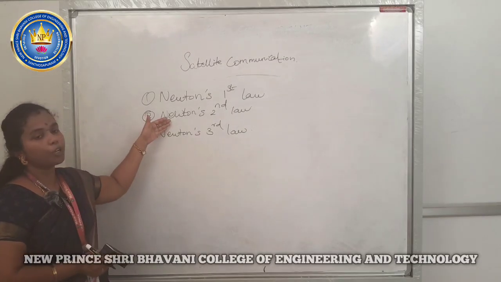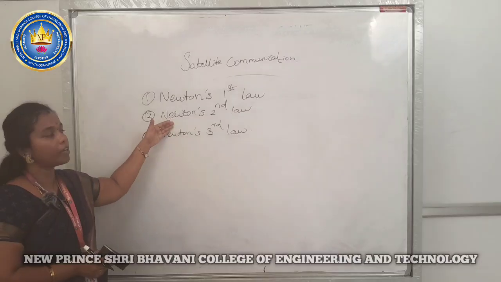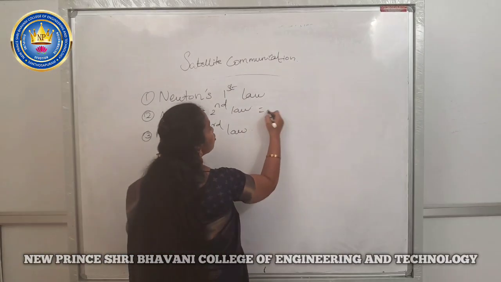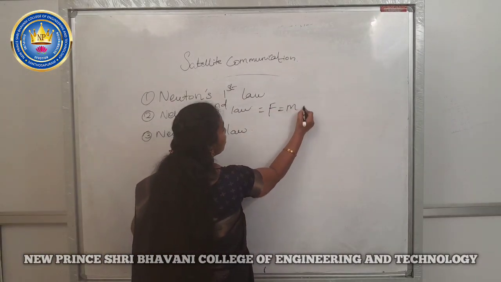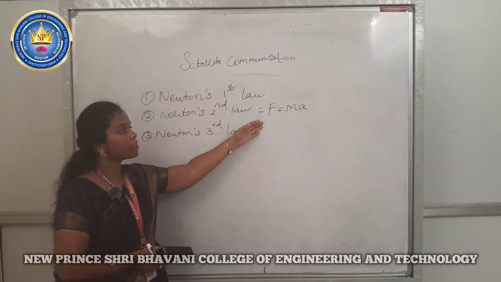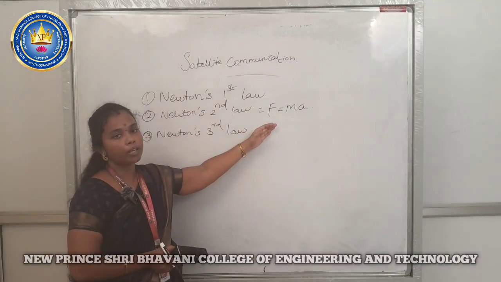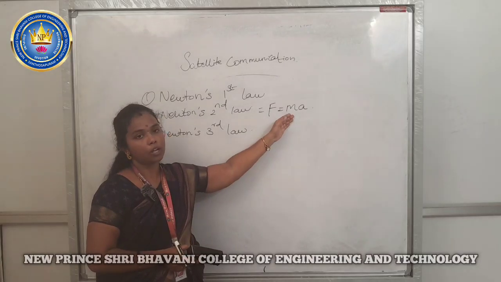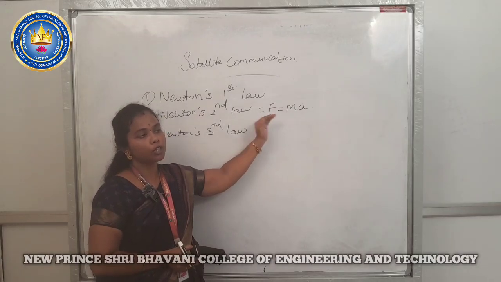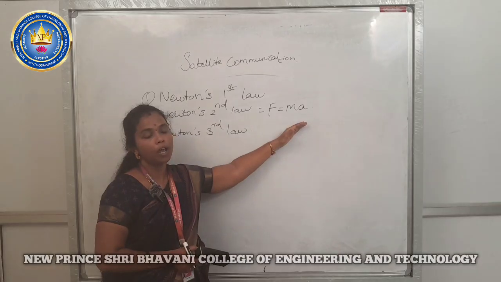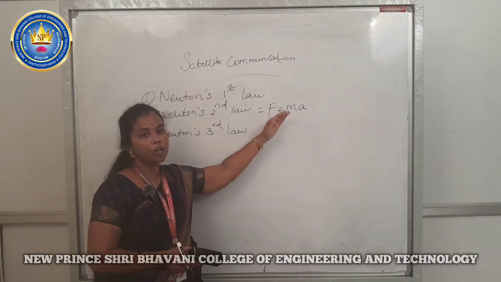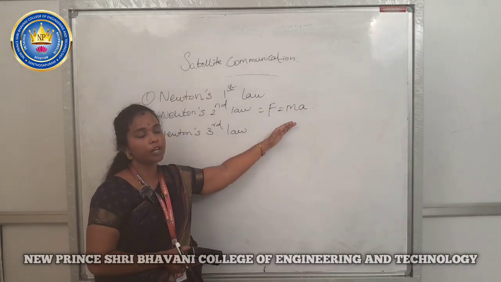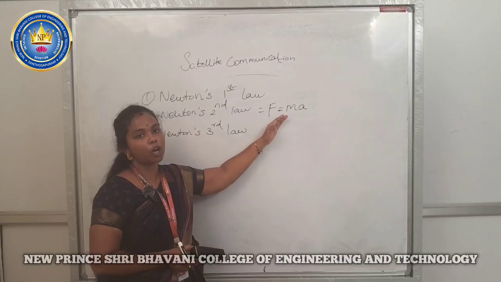Then we move on to Newton's second law. We all must know Newton's second law is F equal to ma. The force is obtained by the application of acceleration and the product of the mass. When we get the force in the second law, it is the product of mass and acceleration only. If acceleration is applied to any particle or object, we get a force on the object.